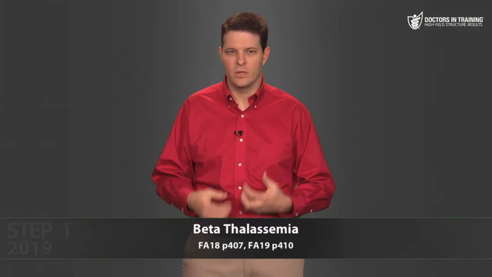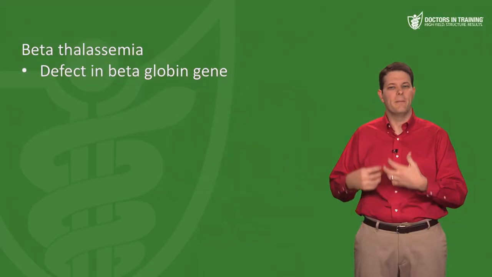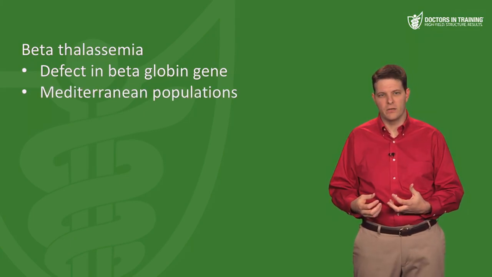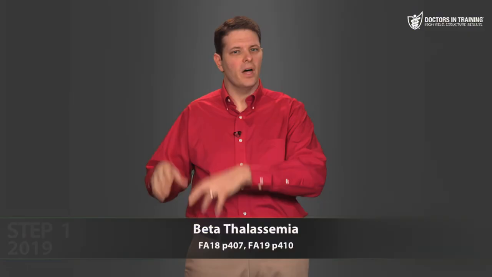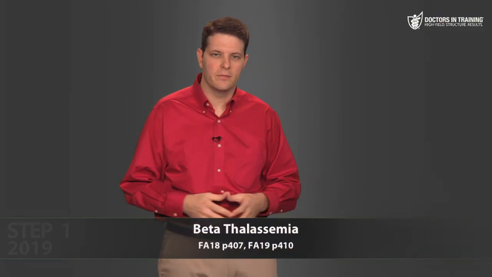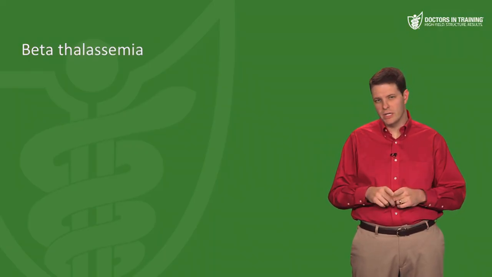Then the other type of thalassemia is beta thalassemia, which is still a defect in globin synthesis, but with beta thal, we're talking about a defect in the beta globin gene. And beta thal is seen in Mediterranean populations, so make sure to make that distinction. Alpha thal in African and Asian populations, beta thal in Mediterranean populations. So instead of 4 alleles like with alpha globin, you just have 2 genes for beta globin.